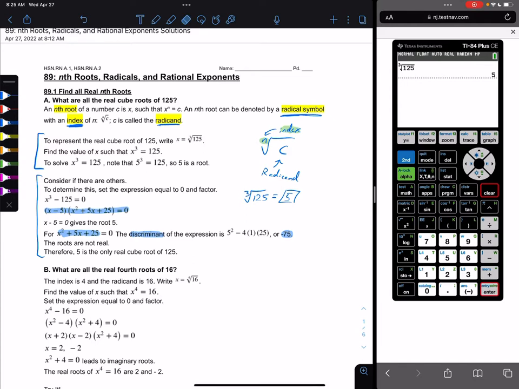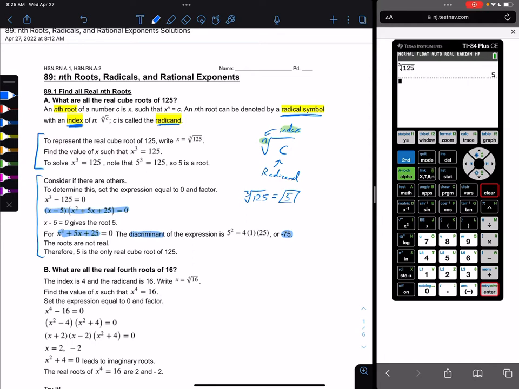If the term i is there, those are complex solutions. We're only looking for real nth roots. So those 2 complex solutions are not real. We don't care about them. All right, so therefore 5 is the only real cube root of 125.